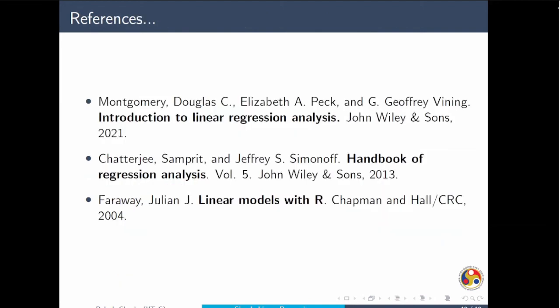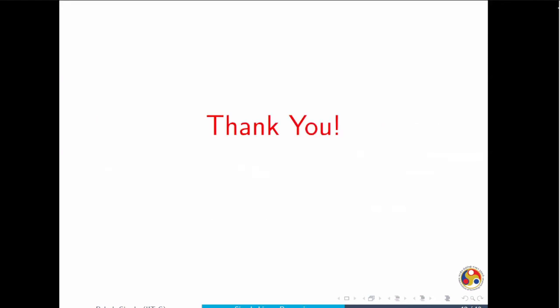So these are some references: Introduction to Linear Regression Analysis by Montgomery, and a book on regression analysis, which is another good one. And for the R part, you can look at Linear Models with R. And with that, I will say thank you to all.